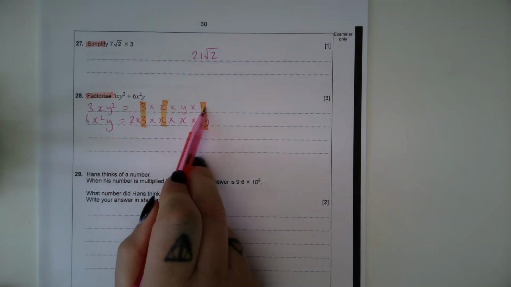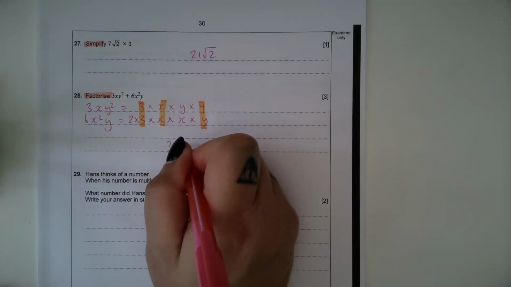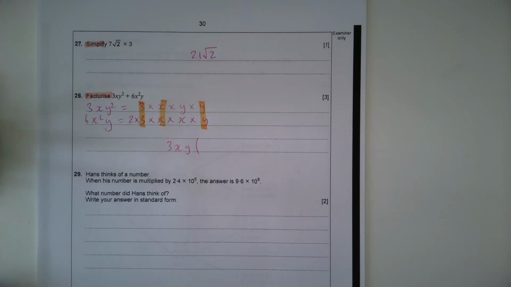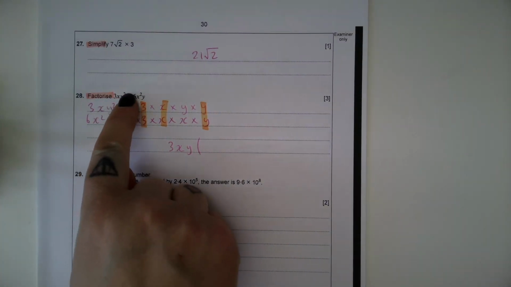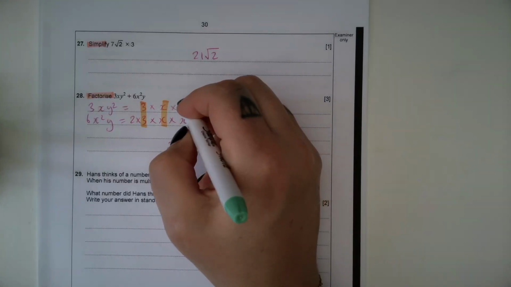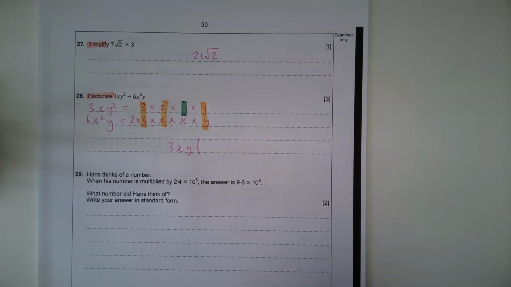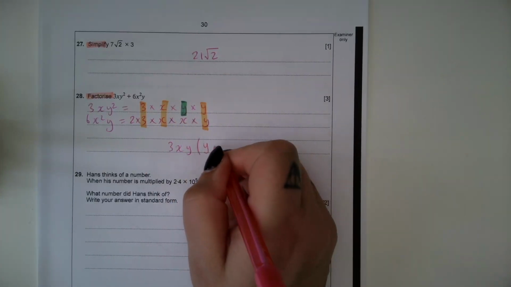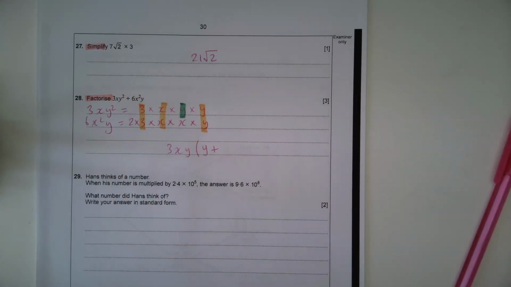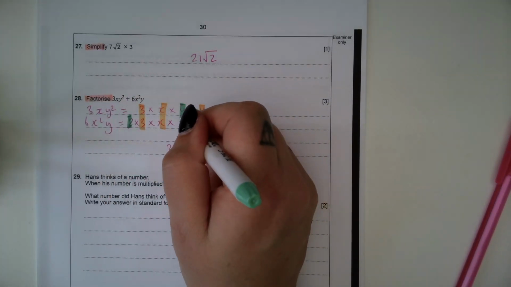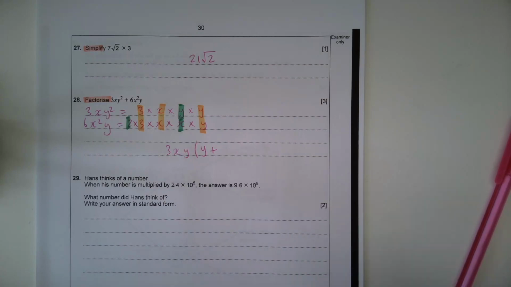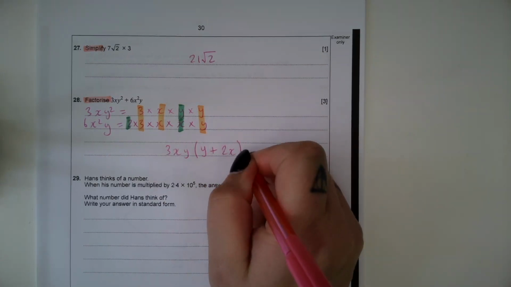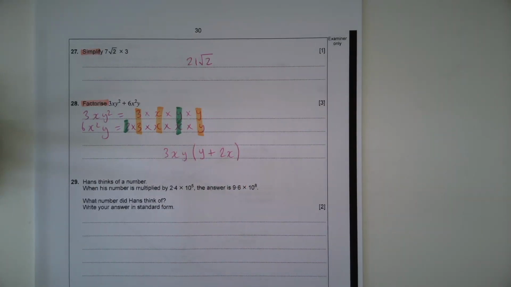So 3xy is our highest common factor, so we're going to pull that on the outside of the brackets. And then anything that's left from both terms is what goes on the inside of the brackets. So for 3xy squared, we simply have y left. So we're going to put y in the bracket, plus, and then for 6x squared y, we have 2 and x. So we have 2x left, so we're going to put 2x and close the bracket.